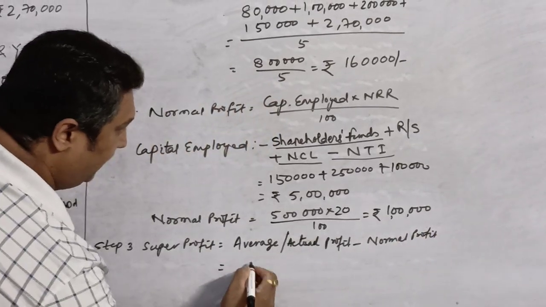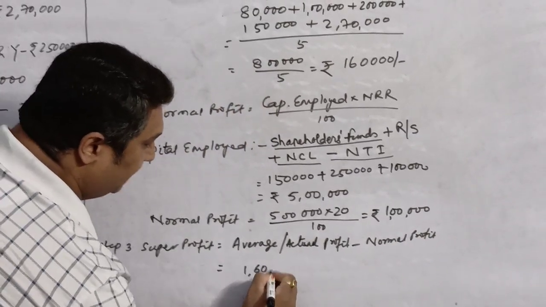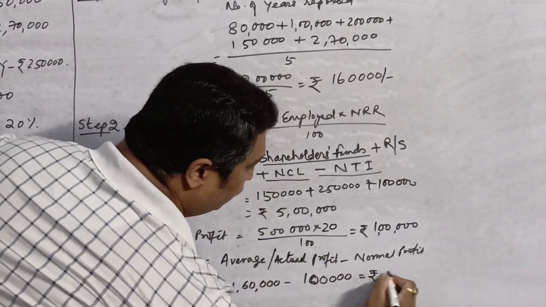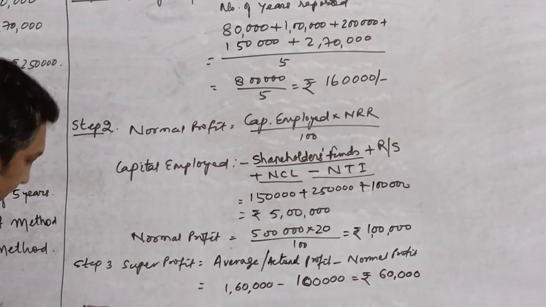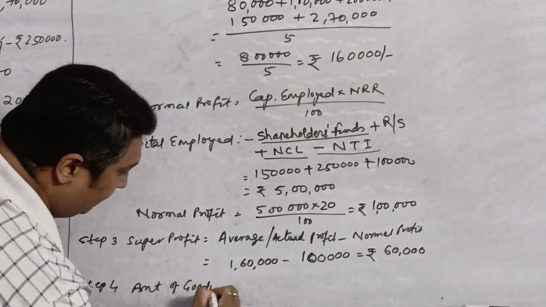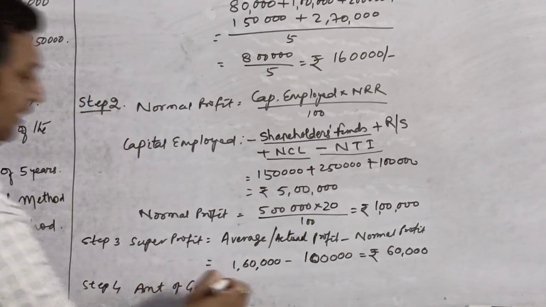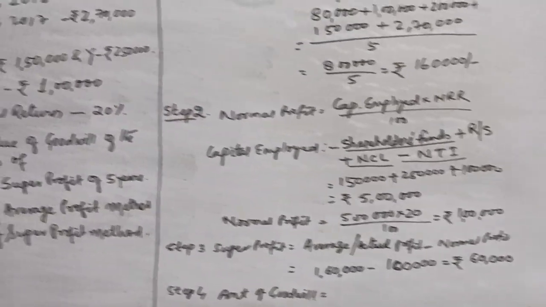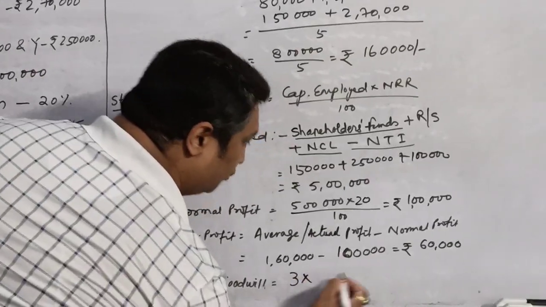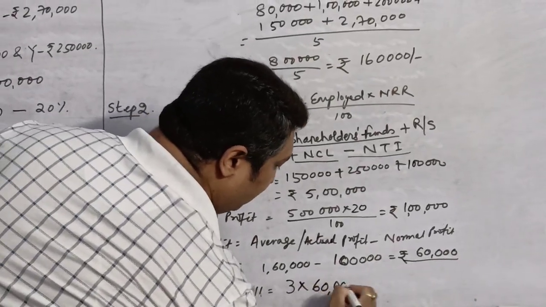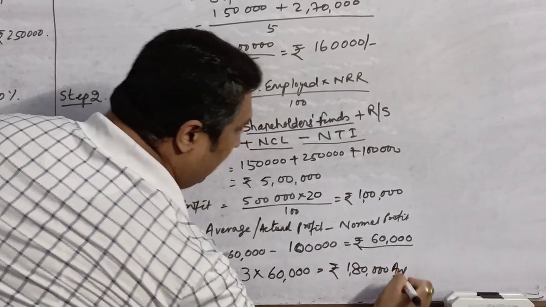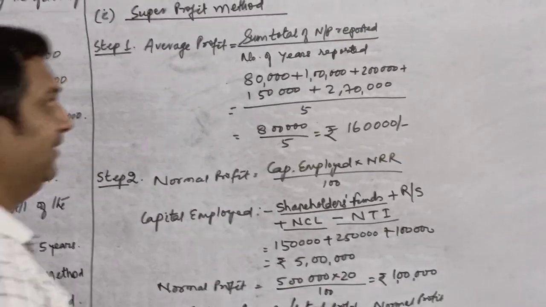So average profit is rupees 1,60,000 minus normal profit is rupees 1 lakh. So the super profit is rupees 60,000. Now step 4, we will find out the amount of goodwill. The formula to calculate the amount of goodwill is super profit into years of purchase. So in this question you are asked to use 3 years of purchase. So we will write 3 into the super profit, that is rupees 60,000. Rupees 1,80,000 will be the amount of goodwill using the super profit method.